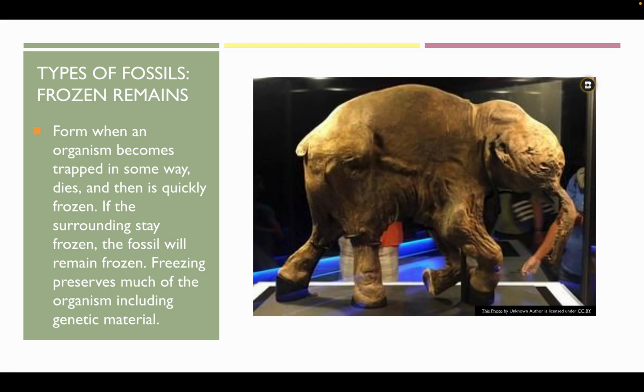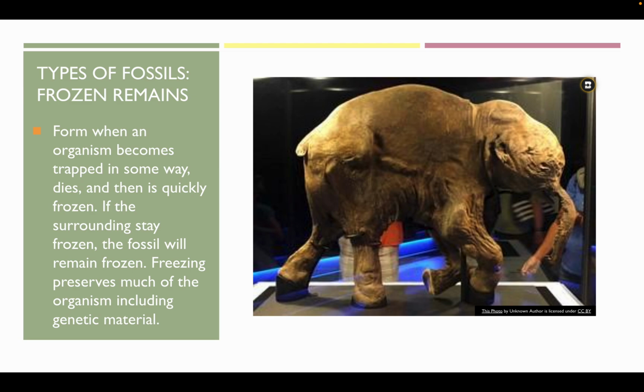All right, frozen remains. This is where we actually see entire carcasses preserved. Frozen remains form when an organism becomes trapped in some way, dies, and then is quickly frozen. If the surroundings stay frozen, the fossil will remain frozen. Freezing preserves much of the organism, including the genetic material. You can get DNA straight out of your skin cells, straight out of truly any cell. In a frozen remain, all those cells are preserved, and then you can extract them and get the genetic material.